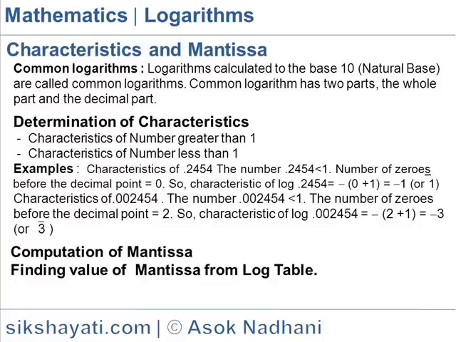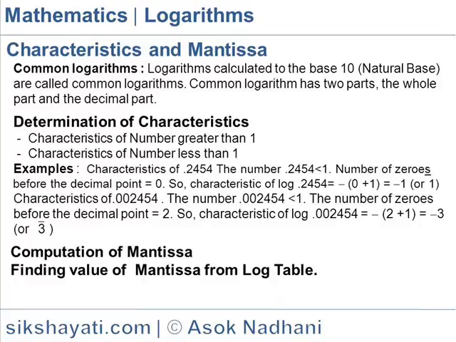The characteristic of 0.002454. The number 0.002454 is less than 1. So the number of zeros after the decimal point is equal to 2. So the characteristic of log 0.002454 is equal to minus of 2 plus 1, which is equal to minus 3. This you can write as 3 bar.